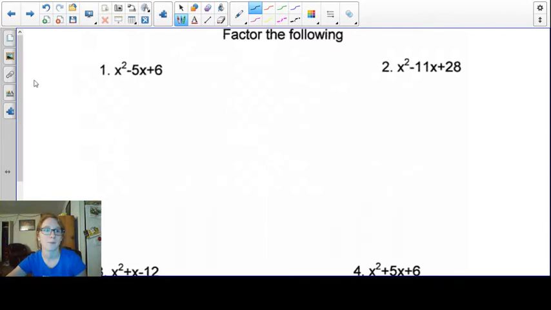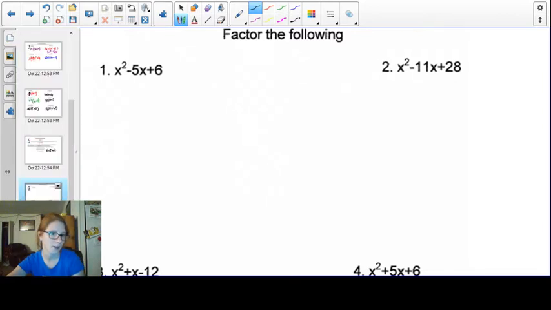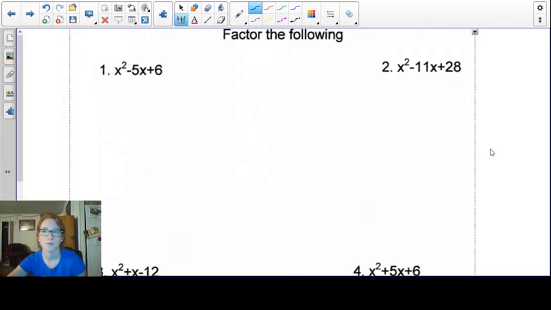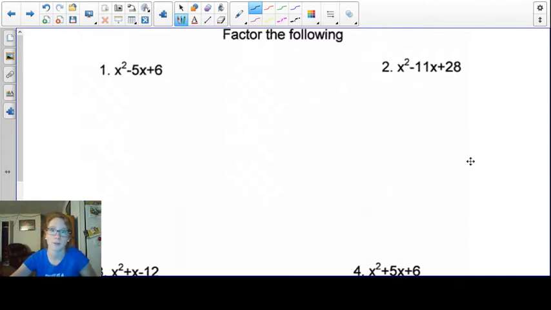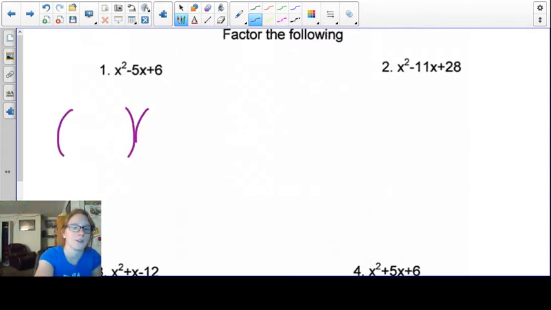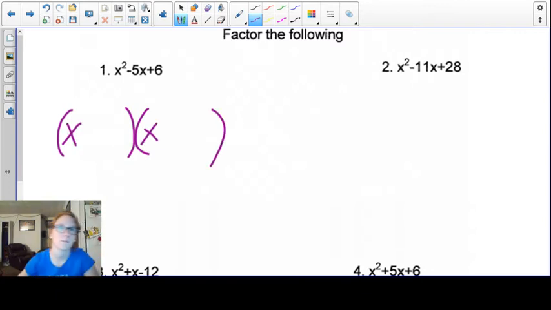Okay, we're going to try some of these together. I have a couple more on the other page. So we're going to do some, don't worry, we'll be okay. So first steps first, start by writing your 2 sets of parentheses, and the first thing in each set is my x's. That's how I should be sorting all of these problems.